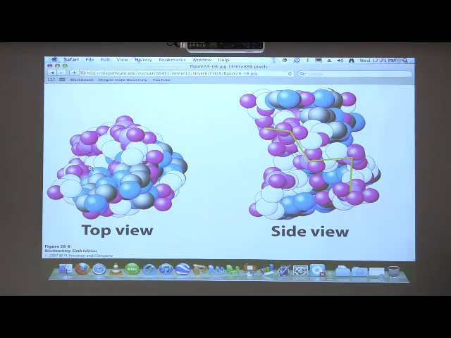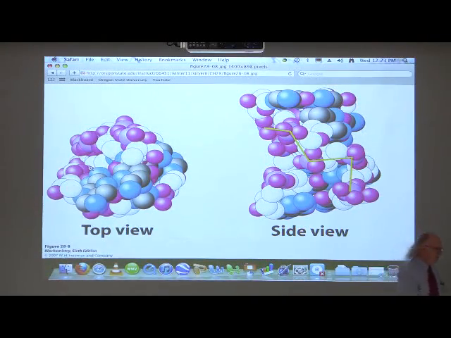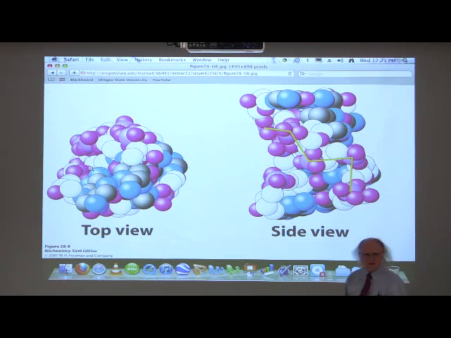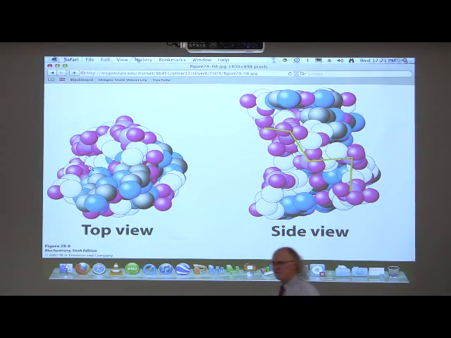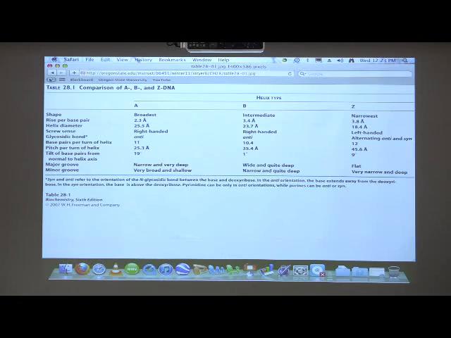A third form of DNA was discovered by Dr. Alex Rich at MIT back in the late 70s, early 80s. And at first, when it was discovered, again, it was thought to be an artifact, something odd, not really relevant for cells. The Z form of DNA differs from the A form of DNA. It's a little hard to look at this and tell, but it differs in the way that the strands twist upon each other.